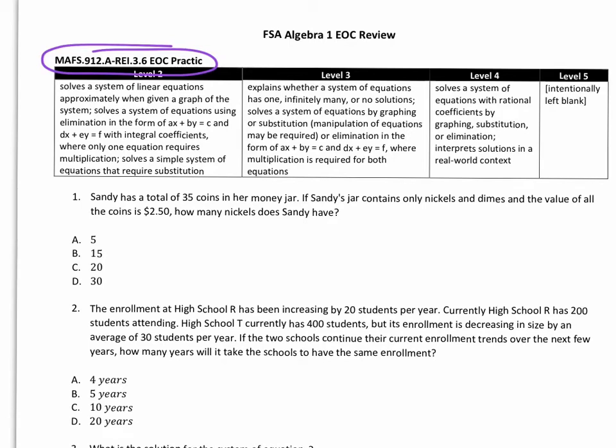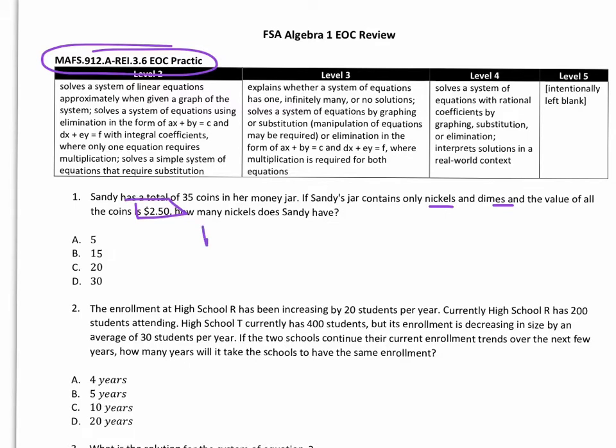Okay, on to the next standard. Sandy has a total of 35 coins in her money jar. It only contains nickels and dimes. What is the value of all the coins? And the value is $2.50. How many nickels does she have?